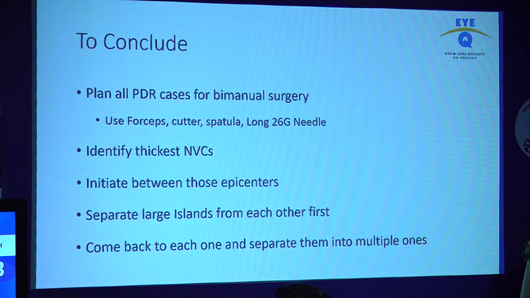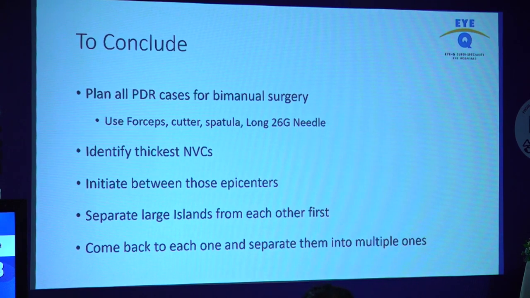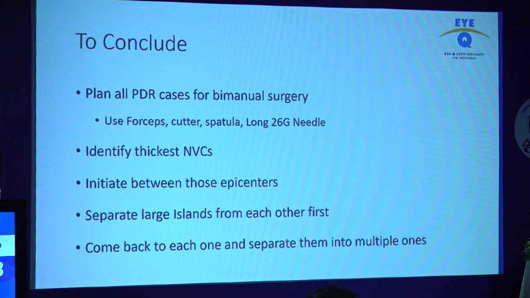I already highlighted. Use forceps with cutters, spatulas, long 26 gauge needles, you can combine them. Identify the thickest neovascular complex, separate it from all those other smaller epicenters and leave the thickest part for the end. First you approach the larger islands and then separate them from each other, and then you can come back to each island and make small islands out of that. So with this, I think I'll conclude and I can take questions if there are any.